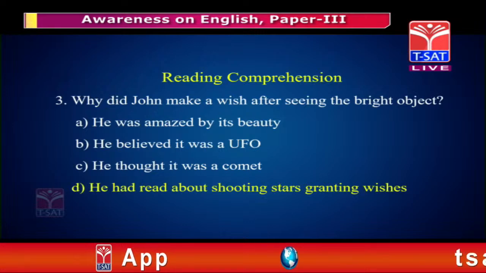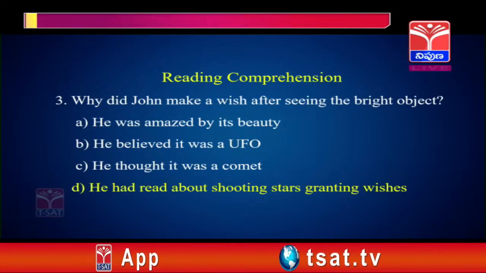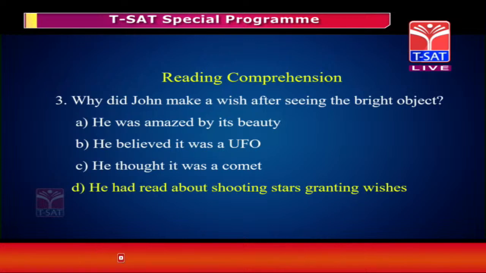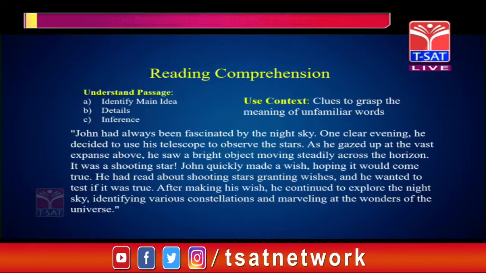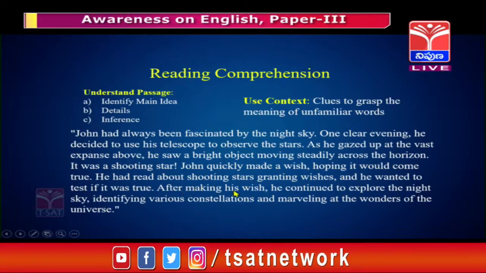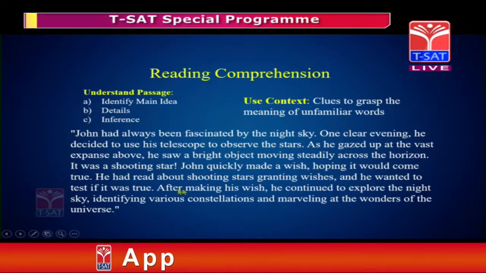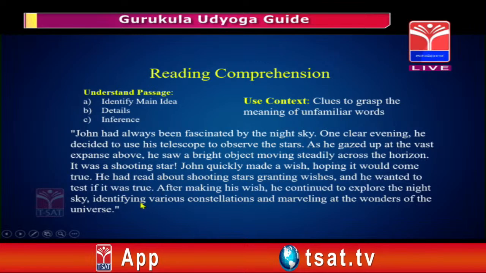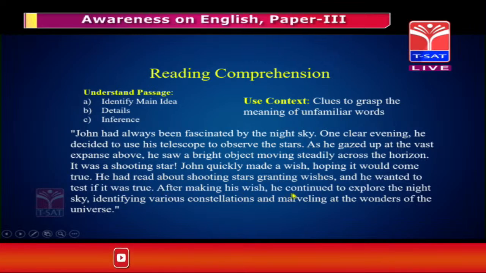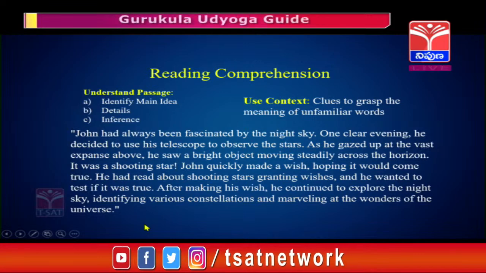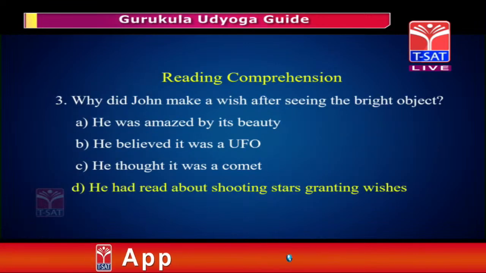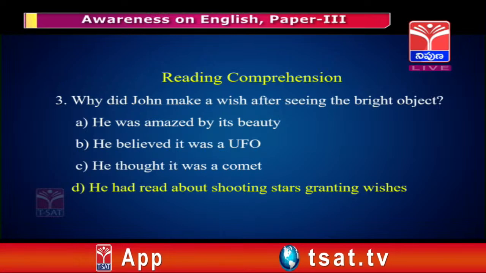Coming to the next question, why did John make a wish after seeing the bright object? So why did he make a wish? Then again you can go to the paragraph and you can see after making his wish. Here we have a phrase. By looking at this particular phrase, we can find the answer in these two lines. After making the wish, he continued to explore the bright sky, and the right answer is that he had read about shooting stars granting wishes.